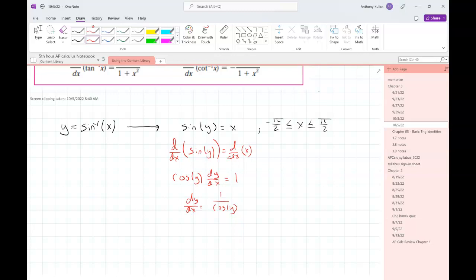Now, we have to think about it for a minute. Oops, that was a big mistake, Mr. Kulik. That was supposed to be a y there. Y being, the angles being between negative pi over 2 and positive pi over 2. What quadrants are we working with there? Quadrants 4 and 1. What can we say about cosine in quadrants 4 and 1?